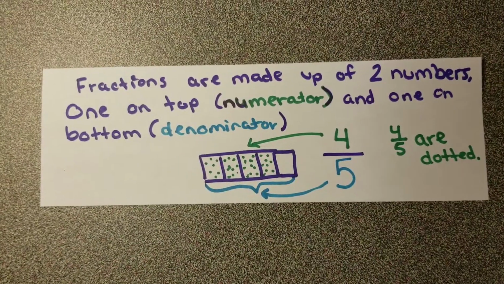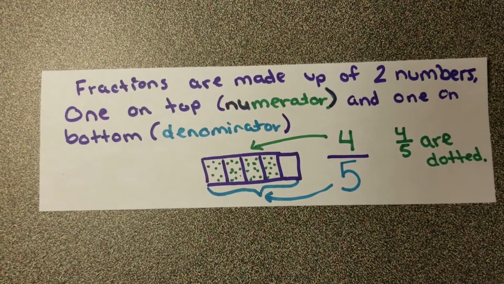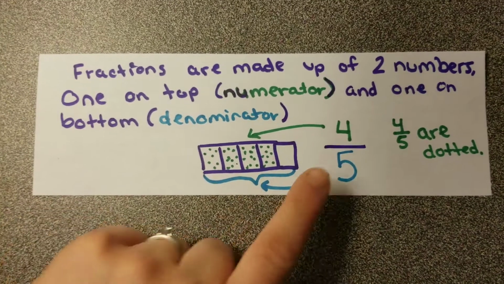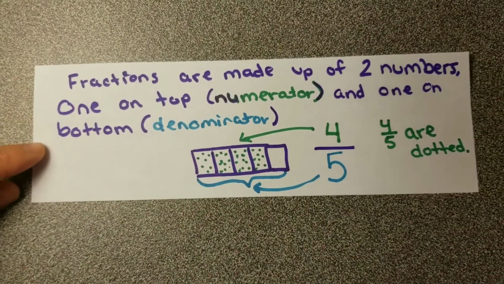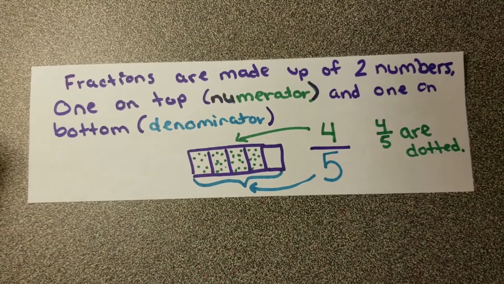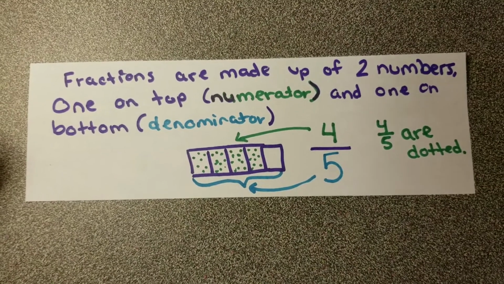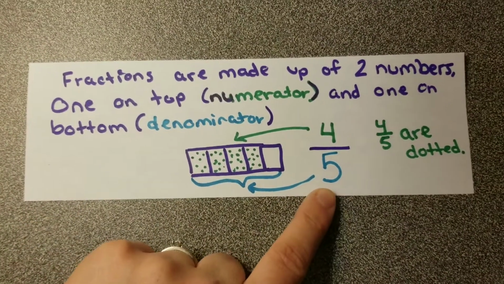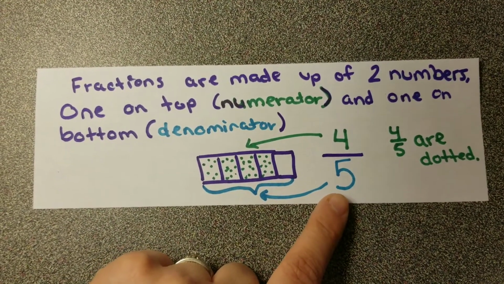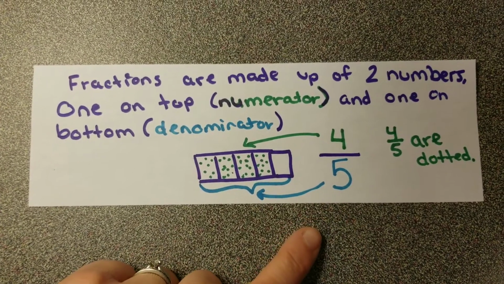So fractions are made up of a number on top and a number on bottom. The number on top is called the numerator, and the number on bottom is called the denominator. Way that you can remember this is denominator goes down. But it doesn't matter if you forget these names.